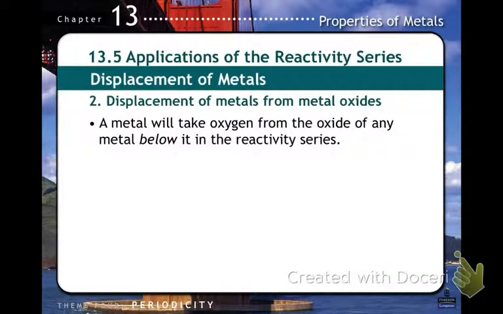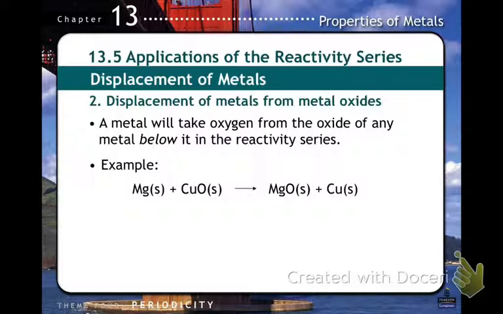Alright, part 2, displacement of metals from metal oxide. Now, displacement of metals from metal oxides works roughly the same as the previous one. So basically, a metal will take the oxygen from the oxide of any metal below it in the reactivity series. So instead of the solution, the anion in this example will be the oxide. So it still works the same.